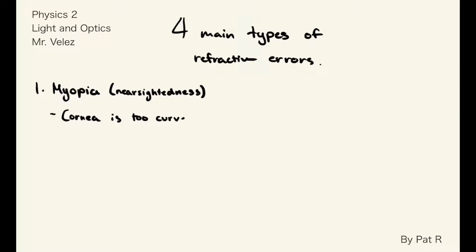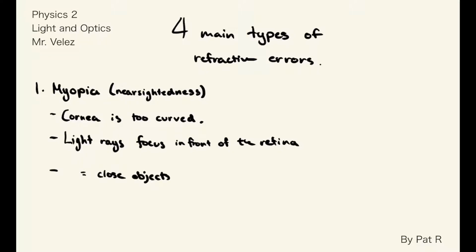This type of error occurs when the cornea is too curved, which causes the light rays to focus in front of the retina instead of on the retina. What happens next? Close objects appear clear, but far objects may appear more blurry.